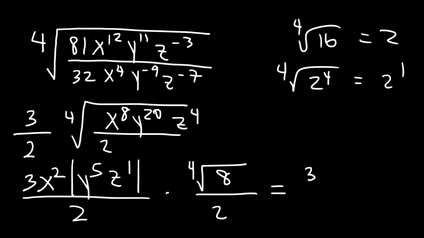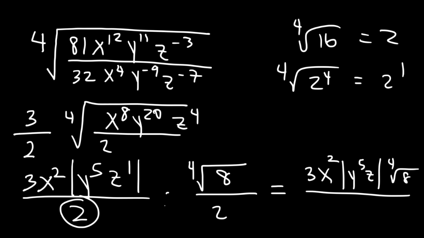So the final answer is going to be 3x squared, absolute value of y to the 5th times z, times the 4th root of 8, all divided by 2 times 2, which is 4.